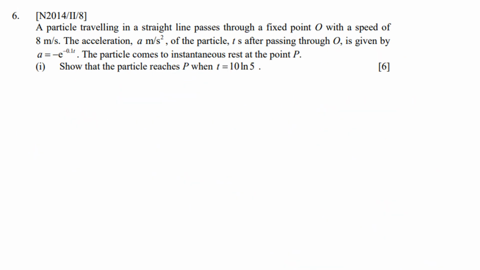Right, so let's look at the next question, again involving exponential functions. Now we have a particle traveling in a straight line, passing through a fixed point O with a speed of 8 meters per second. The acceleration is given to be a equals negative e to the power negative 0.1t. The particle comes to instantaneous rest at point P. The concept you need to take note of is what it means to come to instantaneous rest: that is when the velocity is equal to 0. For part 1, we need to show that the particle reaches P when t is 10 ln 5.